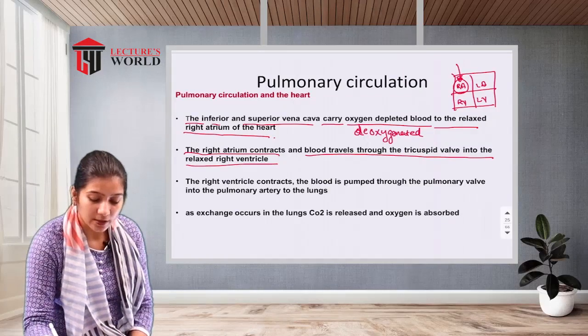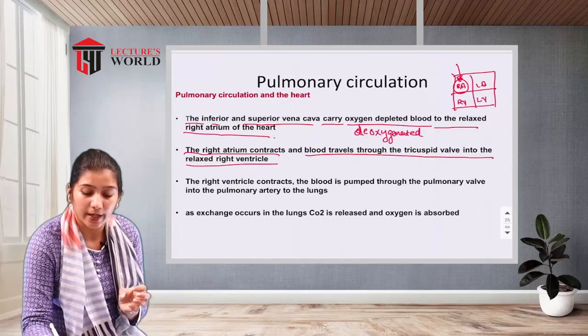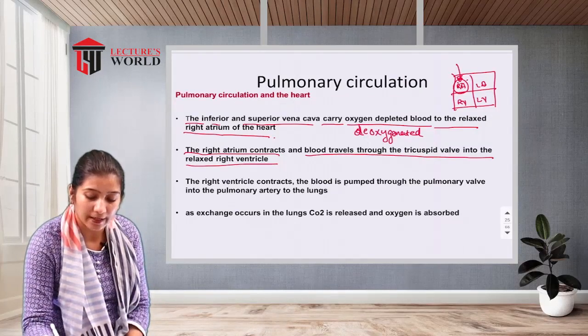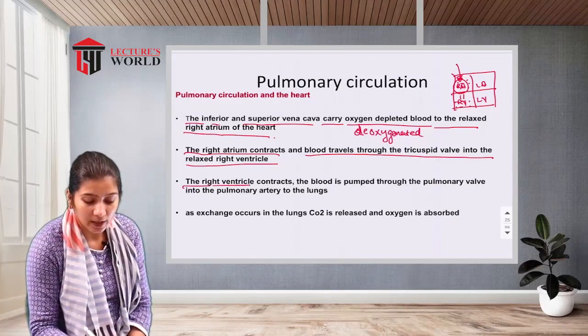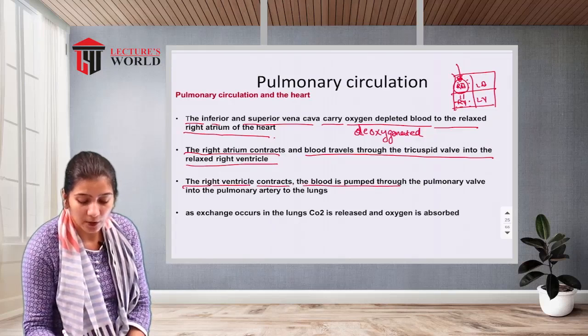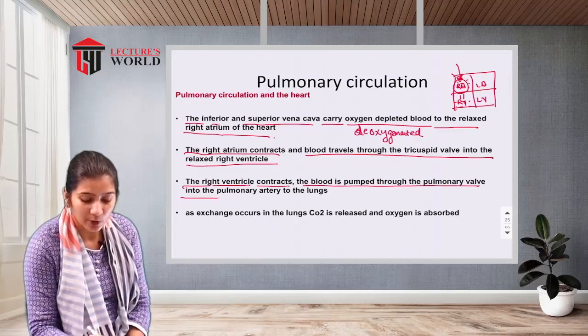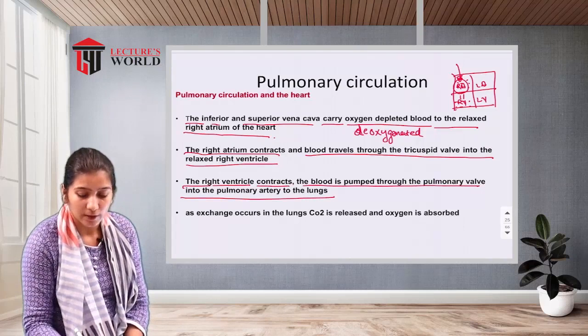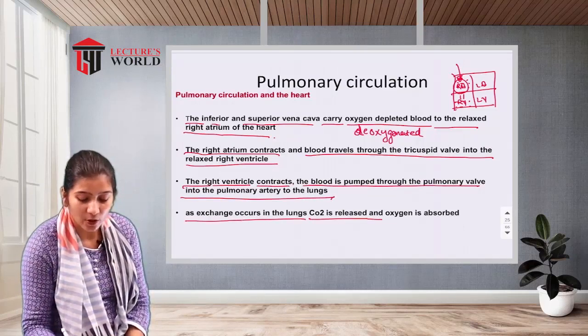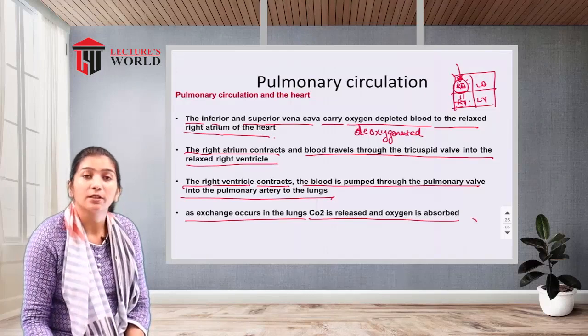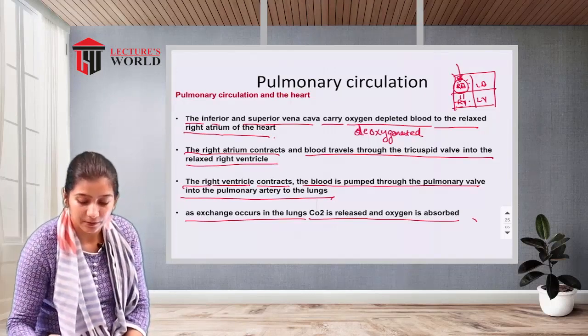So it contracts, and whatever blood comes into the right atrium will go down into the right ventricle. When the right ventricle contracts, the blood is pumped through the pulmonary valve into the pulmonary artery to the lungs. As exchange occurs in the lungs, CO2 is released and oxygen is absorbed. So this is the pulmonary circulation.